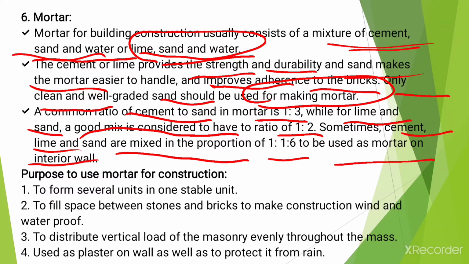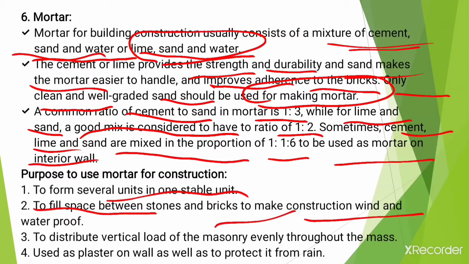Now, what is the purpose of using mortar for construction? To form several units into one stable unit. Another use of the mortar is to fill the space between the stones and bricks, and to make the construction wind and waterproof. Then to distribute the vertical load of the masonry evenly throughout the mass. And the last one is that it is used as a plaster on the wall as well as to protect it from the rain.